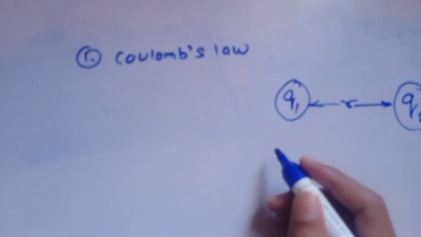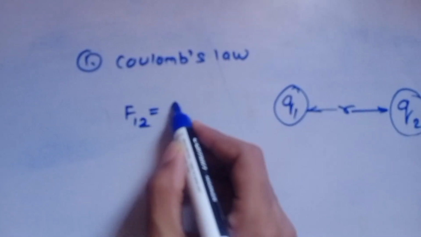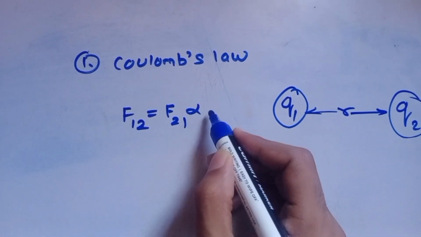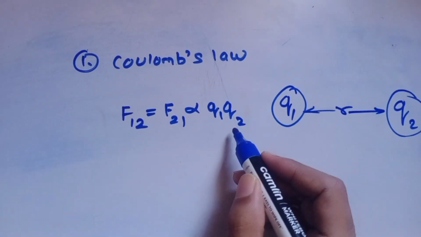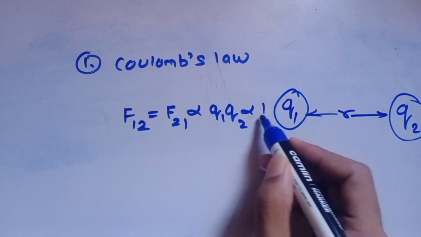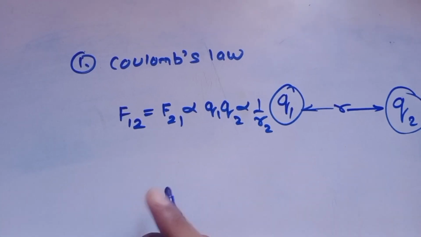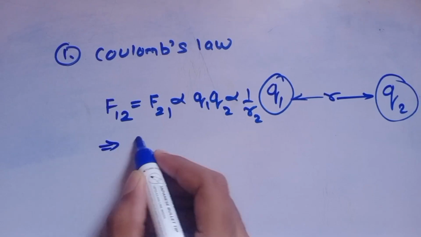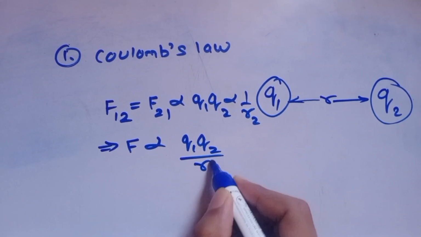Scientists performed many experiments and found that the force on 1 due to 2 equals the force on 2 due to 1, which is directly proportional to Q1 Q2 and inversely proportional to R square, which is the distance between the two charges. So force is directly proportional to Q1 Q2 and inversely proportional to R square.